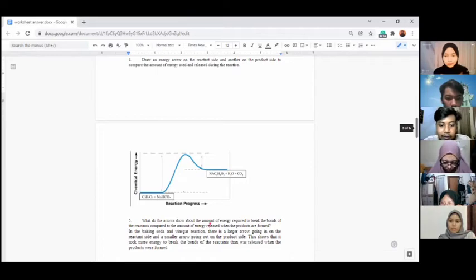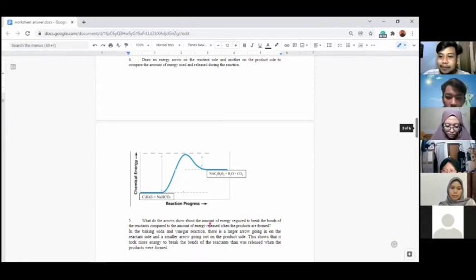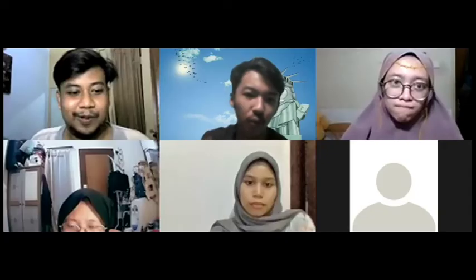So the answer for number 5 is that in the baking soda and vinegar reaction, there's a large arrow going in on the reactant side, and a smaller arrow going out on the product side. This shows that it took more energy to break the bonds of the reactants than was released when the products were formed. So that's all from us. Thank you very much. Okay, thank you, group 1.